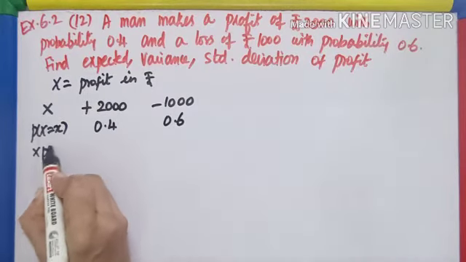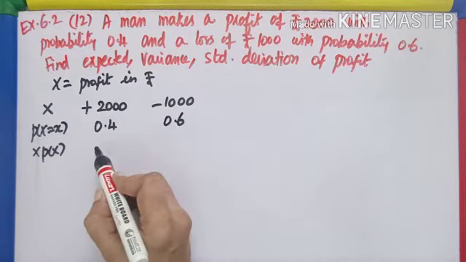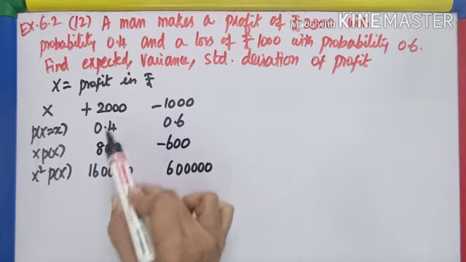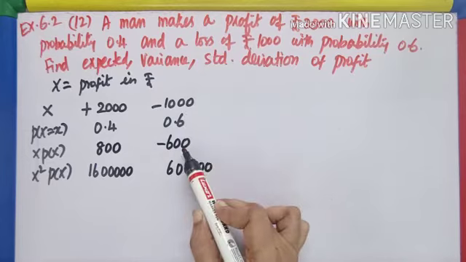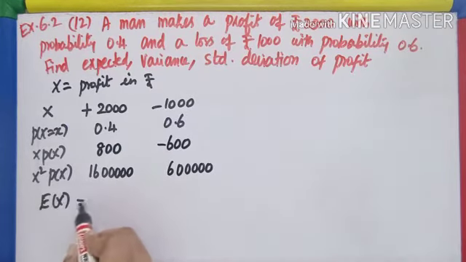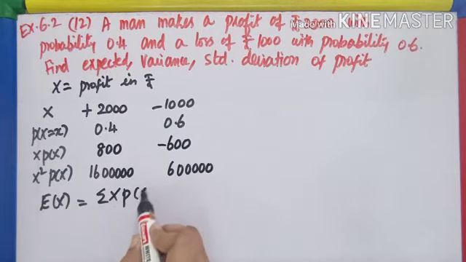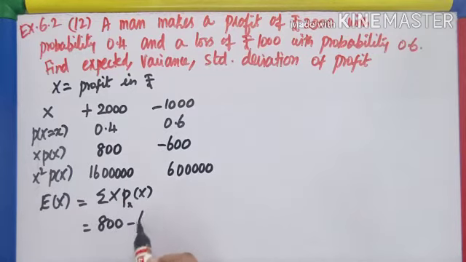We need to find out expected value. So find x into p of x. Multiply and write it. Find out x square p of x by multiplying these two. 2,000 into 0.4 is 800, minus 1,000 into 0.6 is minus 600. Now we need to find out E of x. The formula is sigma x into p of x. Add these two. 800 minus 600, which is 200.